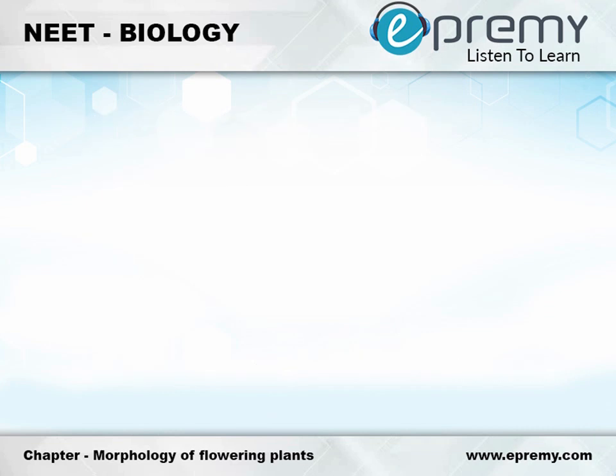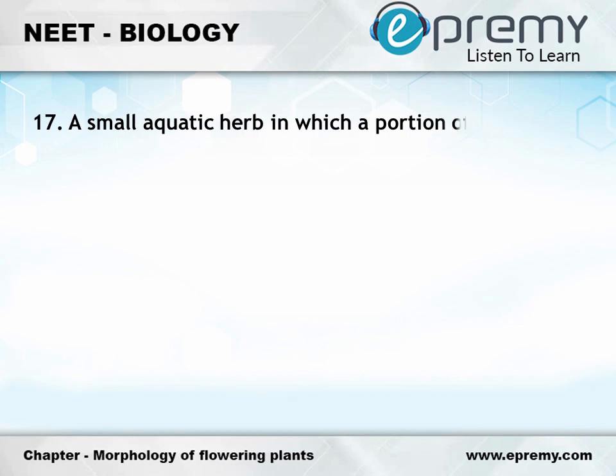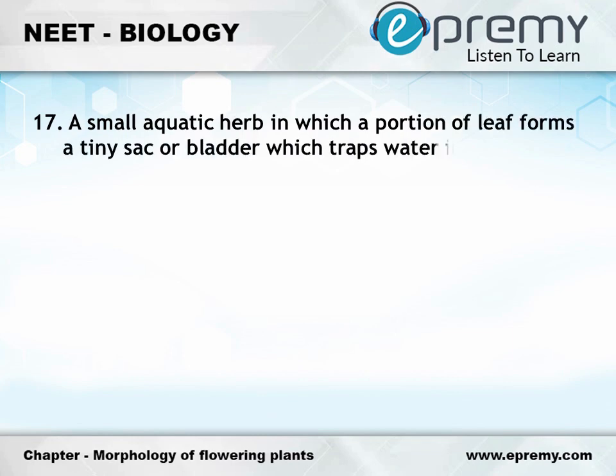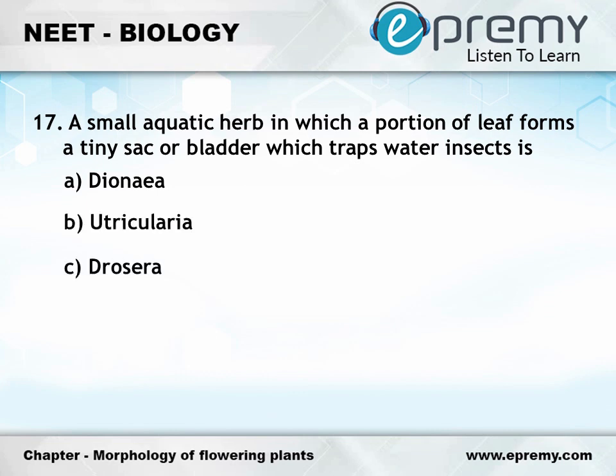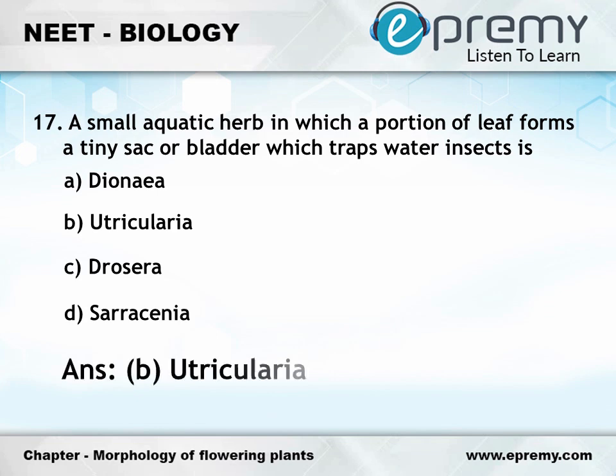Question number 17. A small aquatic herb in which a portion of leaf forms a tiny sac or bladder which traps water insects is option A, Dionaea, option B, Utricularia, option C, Drosera, option D, Sarracenia. The answer is option B, Utricularia.